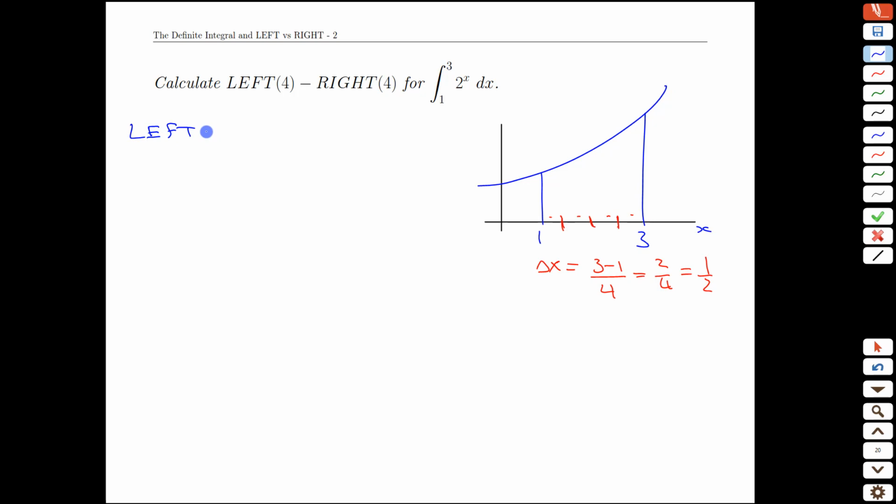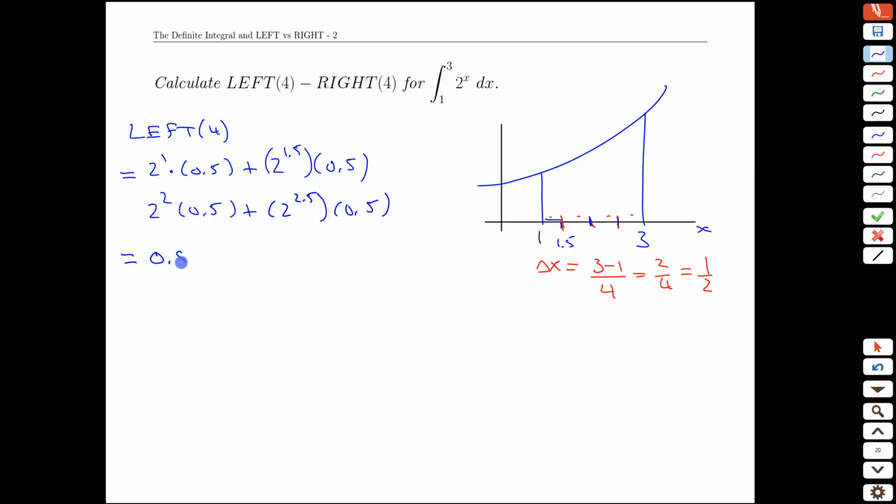Going through the calculations, the left estimate with 4 intervals, we are going to start at 1, so we'll have 2 to the 1 times delta x, the width, and that width is 0.5. Then we're going to be at 1.5, and we're going to go up to the graph. So that'll be 2 to the 1.5 times the width. And we should have 4 terms in total. You can start to see the pattern early on. The next point's going to be 2, we go to the graph, and the last point is at 2.5. So we'll have 2 to the 2.5.